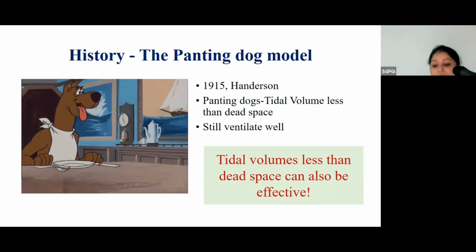Thank you, sir. I would like to carry the discussion forward. If we go down in history, in 1950, Dr. Henderson laid the foundation of high frequency ventilation, which we use today. He observed panting dogs. He observed that when dogs are exposed to acute heat stress, they breathe at very fast rates that are supraphysiological with low tidal volumes, and still they are not hypoxemic or hypercapnic. So he mentioned that a tidal volume less than the dead space can also be effective in gaseous exchange.